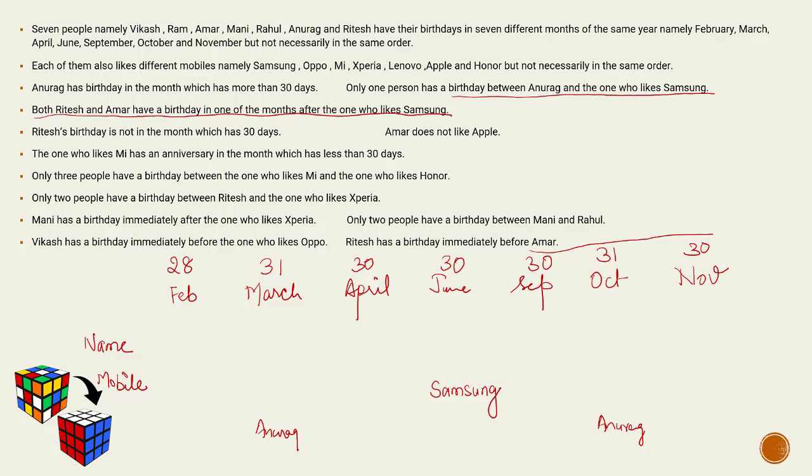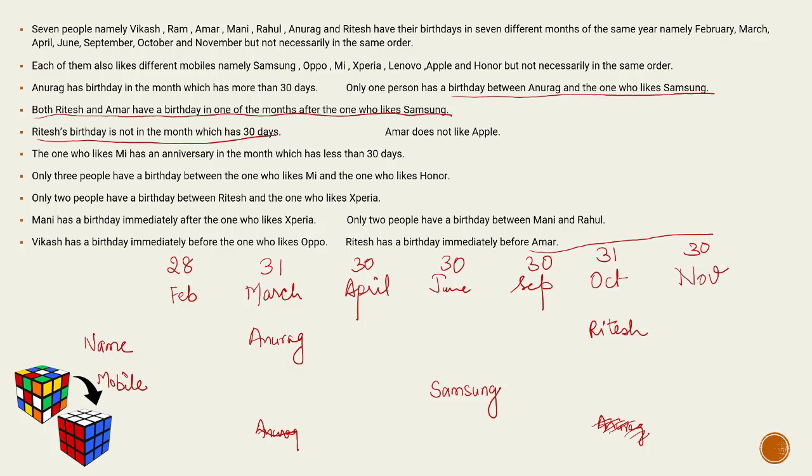Ritesh's birthday is not in the month which has 30 days. This data will help me in consolidating the month for Ritesh. That means Ritesh's birthday is in the month which has 31 days, and we have only 1 month which has 31 days after June, which is October. So now I can fix Ritesh for October, and the moment I fix Ritesh for October, this possibility gets eliminated, and now I can fix Anurag for March.